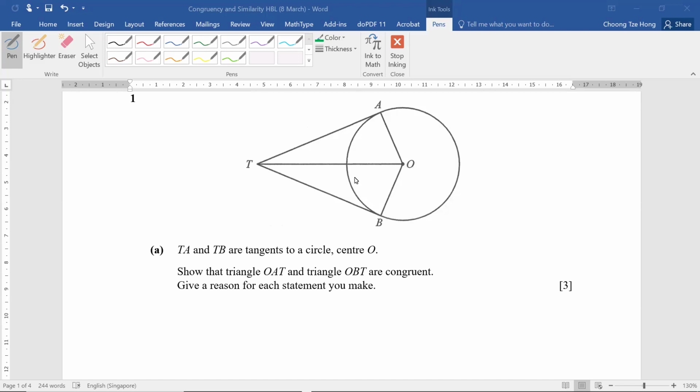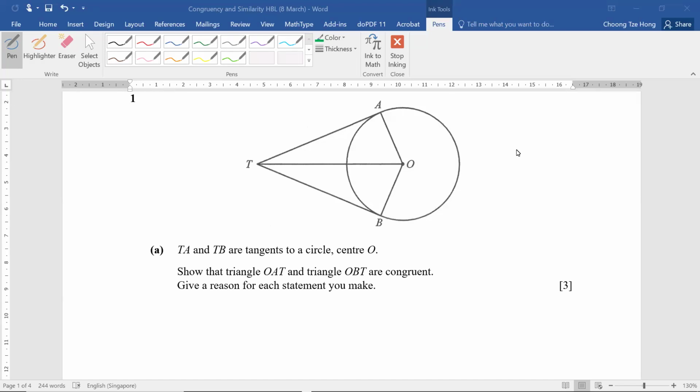We are given the diagram over here as you can see. TA and TB are tangents to a circle with the center O. We are asked to show that triangle OAT and triangle OBT are congruent. Give a reason for each statement you make.